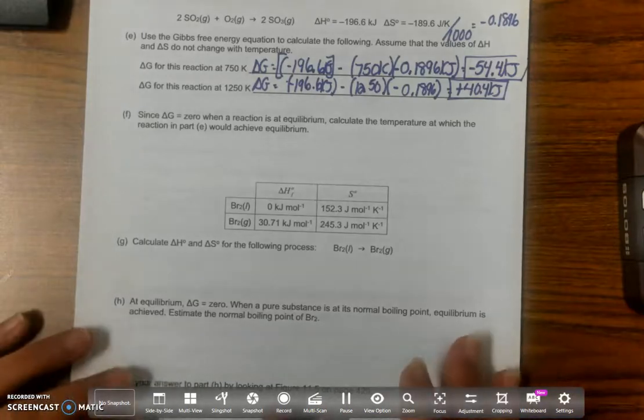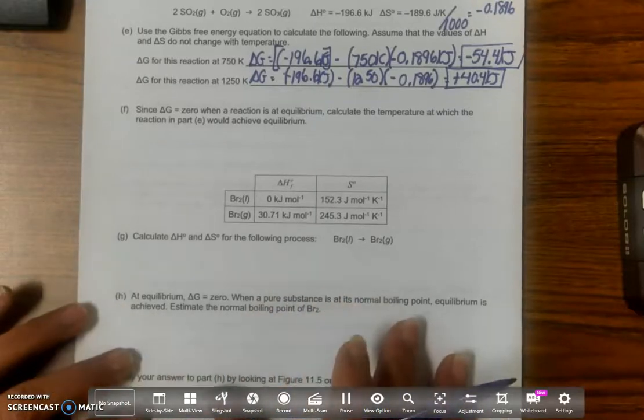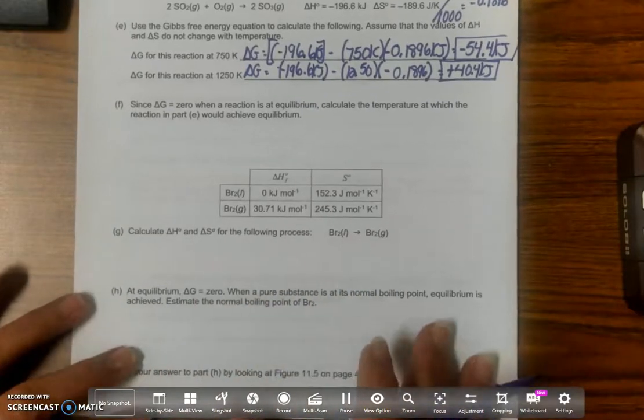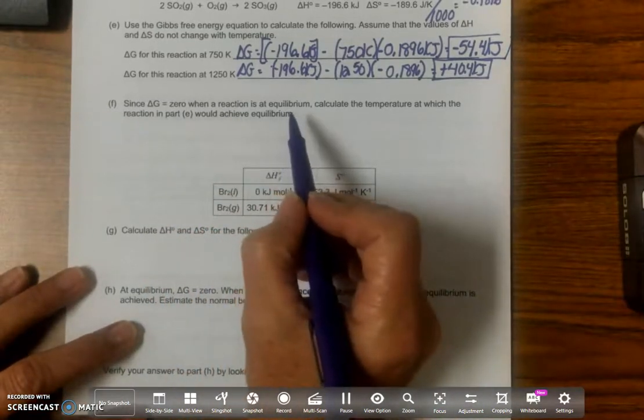Okay, so let's look at some other scenarios here and actually start applying delta G conceptually, and then we're going to introduce another equation. So I've got delta G is 0 when a system is at equilibrium.